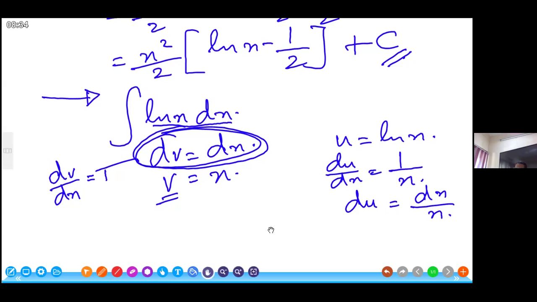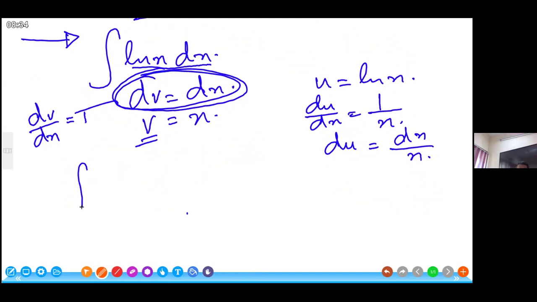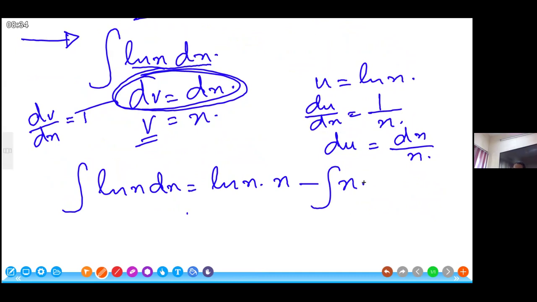Now fill the blank. Integration of ln x dx is equal to u, that is ln x, into v, that is x, minus integration of v, that is x, into du, which is dx by x. So here the x cancels off. So that is equal to x into ln x minus integration of dx.